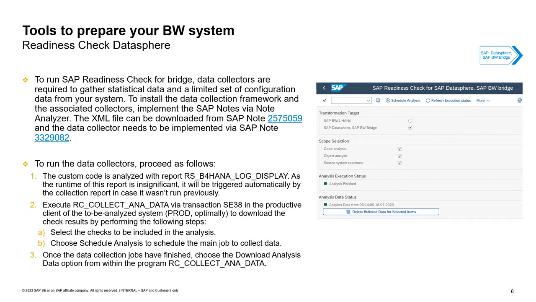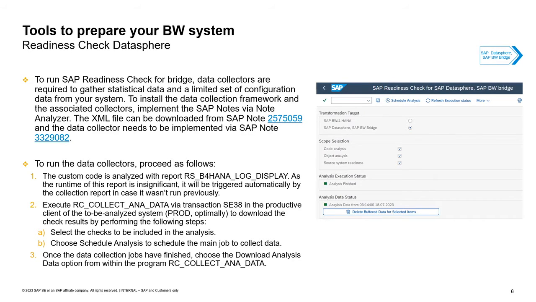So you see this transaction code or this program executed via SE38 has two transformation targets, one being BW4HANA, one being SAP Datasphere, SAP BW Bridge. So why is it like this? Like I said earlier, we used to have just the BW4HANA readiness check, and now we also have the readiness check for SAP Datasphere, SAP BW Bridge. To make it easier for our customers, instead of having multiple programs to run if they were doing an evaluation for both possible targets, it's all here in one program.